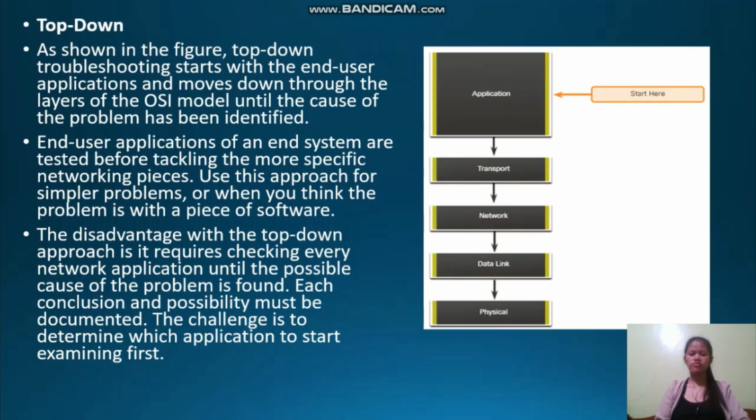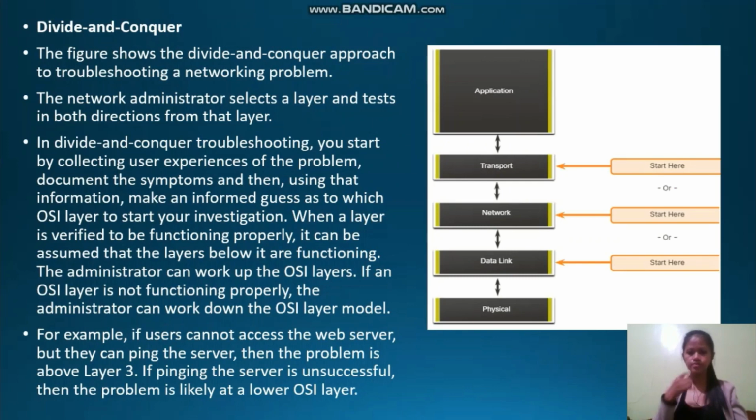End-user applications of an end system are tested before tackling the more specific network issues. Use this approach for simpler problems or when you think the problem is with a piece of software. The disadvantage with the top-down approach is it requires checking every network application until the possible cause of the problem is found. Each conclusion and possibility must be documented. The challenge is to determine which application to start examining first.